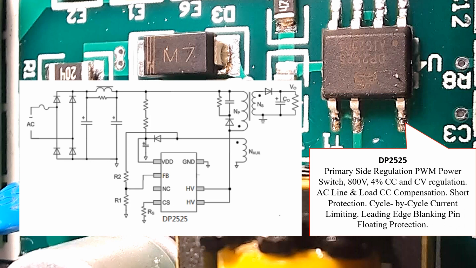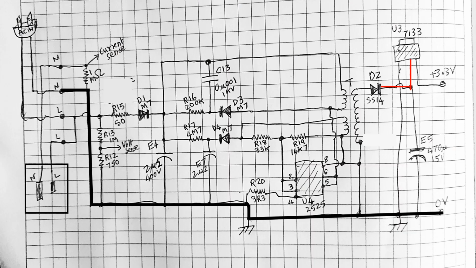I looked online, and the DP2525 chip seems pretty interesting. I've just captured the verbiage used on the data sheet: primary side regulation, pulse width modulation, power switch, 800 volt input, etc. So it's quite a sophisticated chip for this device, way better than the capacitor dropping circuits that we used before. I also captured the image from the data sheet. It overlaps what I traced in the diagram, but there are some minor differences, kind of irrelevant for what I was doing.